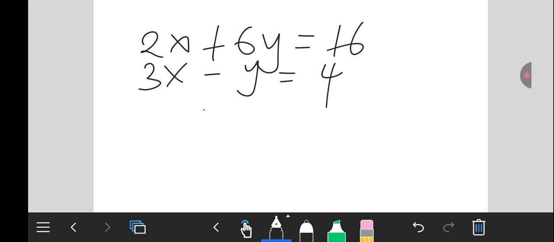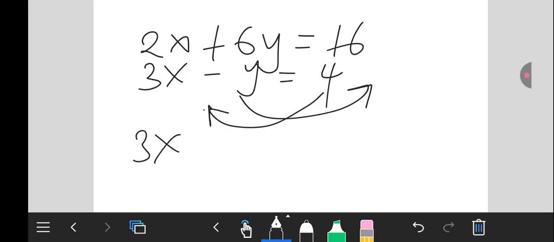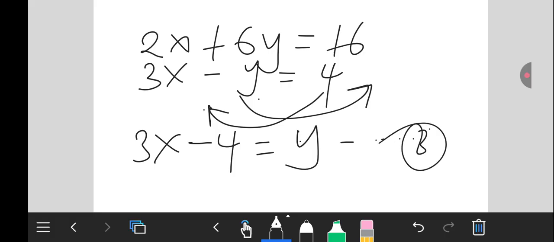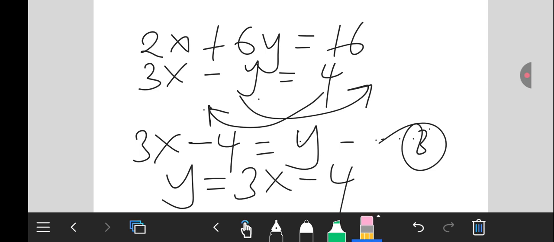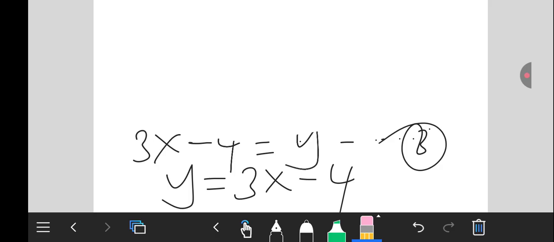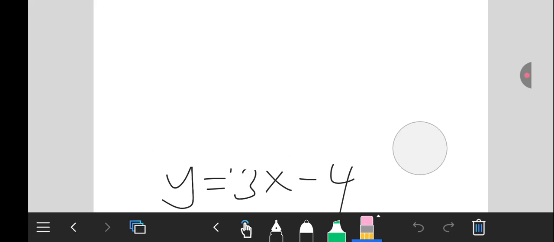You can take this y to the other side, then you take 4 to this side. So we can say 3x minus 4 is equal to y. When it goes to the other side, it becomes positive y because it was negative y. What you have formed is actually equation 3. If you want, you can write it as y is equal to 3x minus 4. There is no harm there. Then you're going to substitute now.